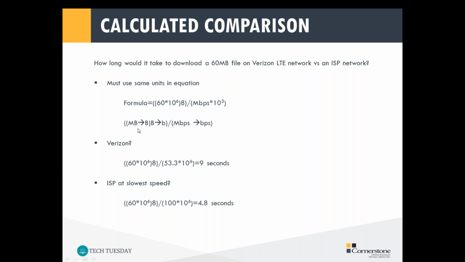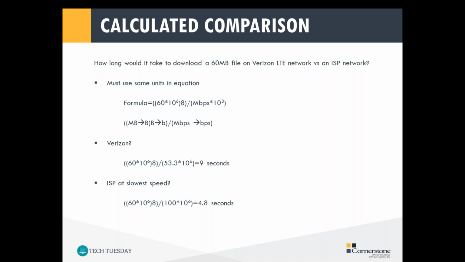The formula is we've got to take megabytes and turn it into bytes, then bytes to bits, and then divide all of that by the total rate that we're transferring the file at, which means we do 60 times 10 to the 6th first, then we multiply that answer by 8, and then divide all of that by the speed of the transfer, which on Verizon, if we calculate it out, equates to 9 seconds.